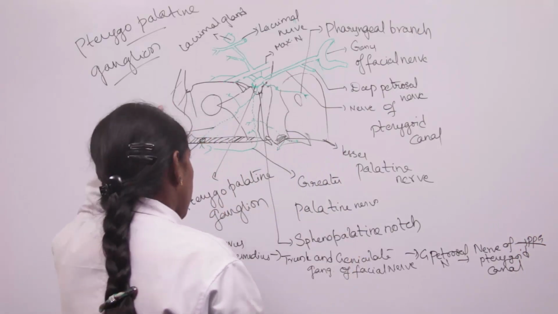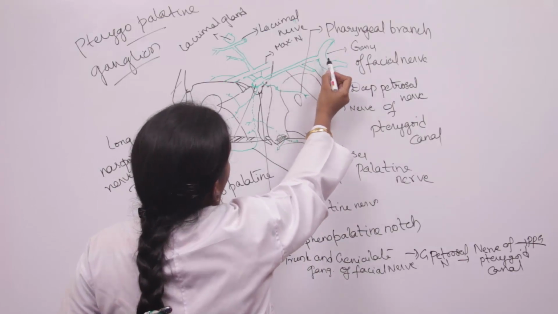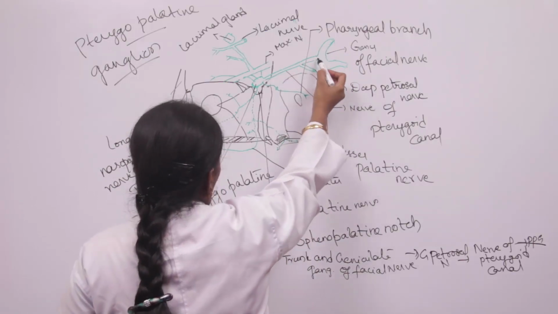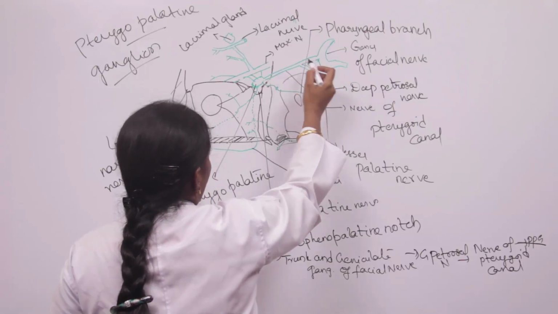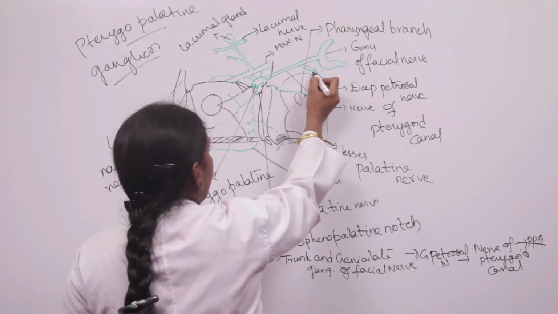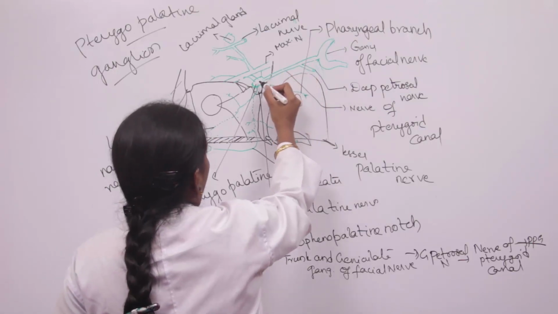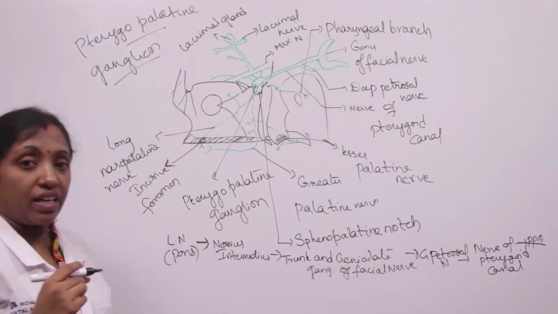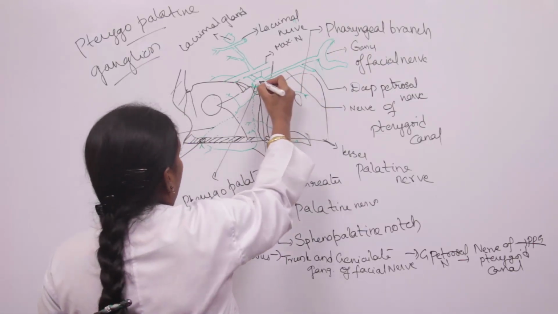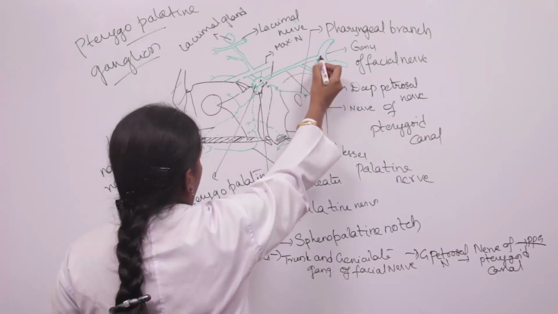We can see the geniculate ganglion of facial nerve is present here, and from here the greater petrosal nerve is present here. The greater petrosal nerve, by uniting with the deep petrosal nerve, forms the nerve of pterygoid canal. From the nerve of pterygoid canal, the preganglionic parasympathetic fibers relay in the ganglion.